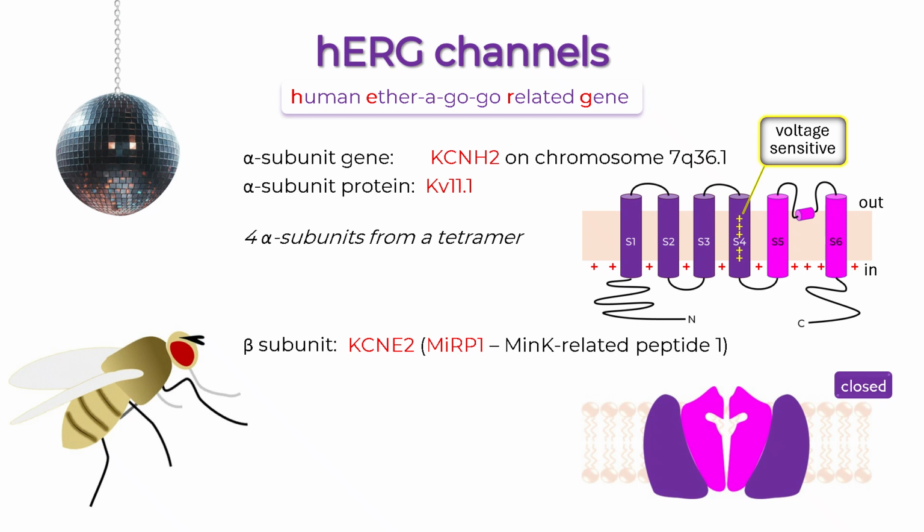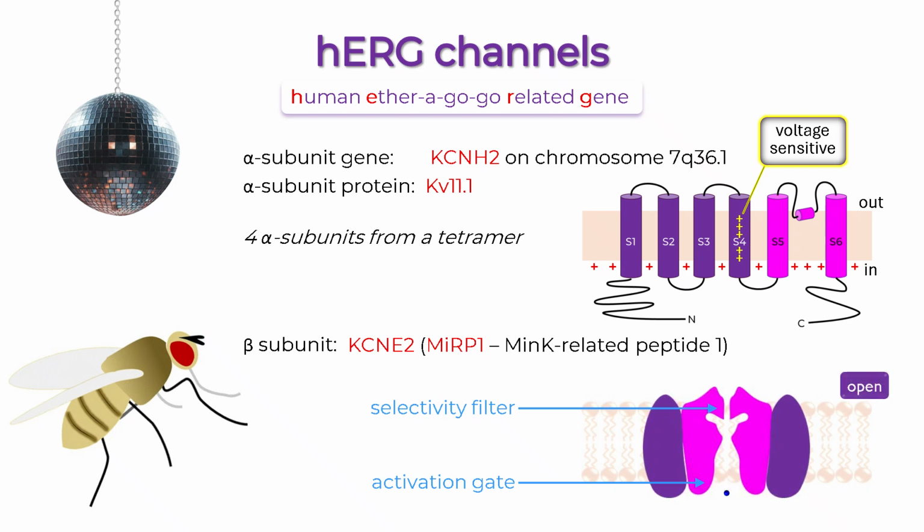When closed, the S6 helices cross near their intracellular ends, forming the activation gate and preventing potassium ions from entering the pore from the cytoplasmic side. The selectivity filter at the top of the channel, which allows only potassium ions to pass, is inaccessible because the activation gate is closed. When open, the S6 helices of the activation gate move outward, forming a continuous path from the cytoplasm through the selectivity filter, allowing potassium ions to exit the cell.